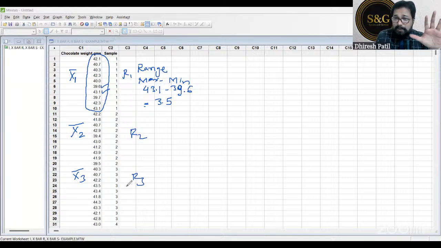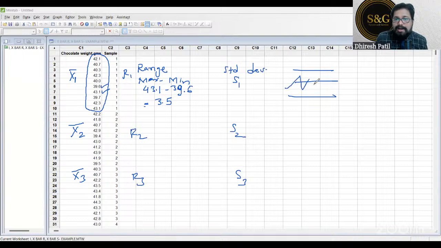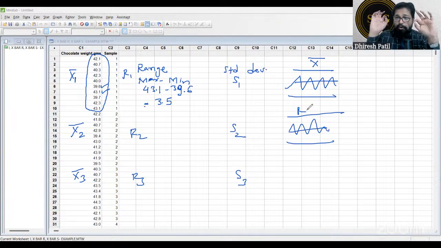Okay. Similarly, for X bar S chart, X bar will remain absolutely common. Instead of range, we will calculate the standard deviation of these 10 data points. So it will be S1, for the second sample it will be S2, for the third sample it will be S3, and so on and so forth. So there will be one X bar chart on the top, and there will be the range or standard deviation chart at the bottom. Okay, so this way we will make two charts.